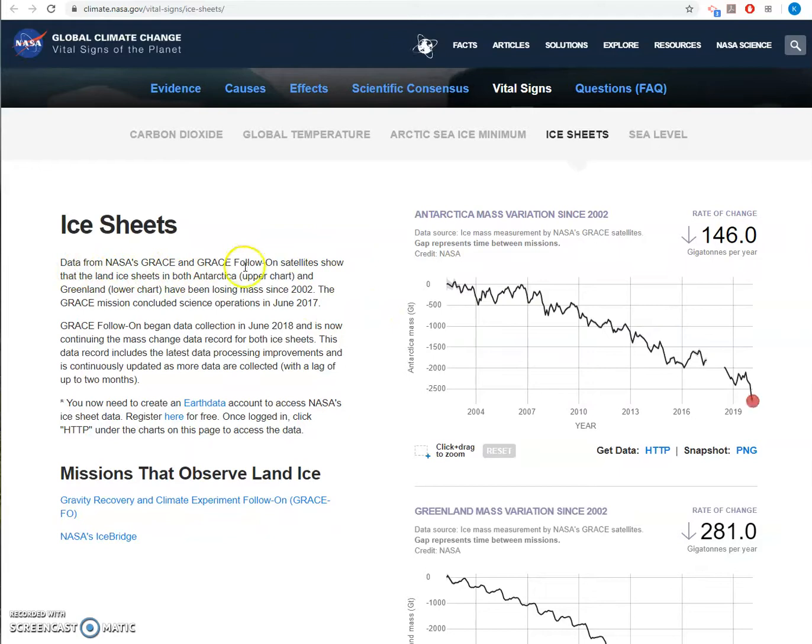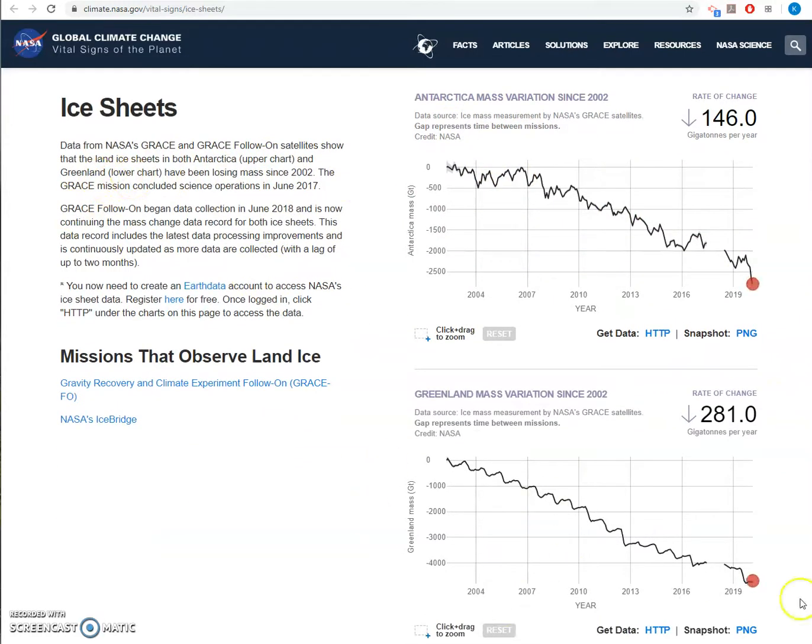Just nerd stuff. Okay, so this data is showing that land ice sheets in both Antarctica's up here, that's the South Pole basically, and Greenland, right, that's a big glacier in the Northern Hemisphere, have been losing mass since 2002. The GRACE mission concluded its operations in 2017. So GRACE stopped happening in 2017, and then there was a GRACE follow-on, which began collecting data in 2018. So that's why there's a space where we didn't have data, because we didn't have anything up there collecting it. So they actually sent another mission up to go and do that. Okay, so there's a little bit of a lag time.